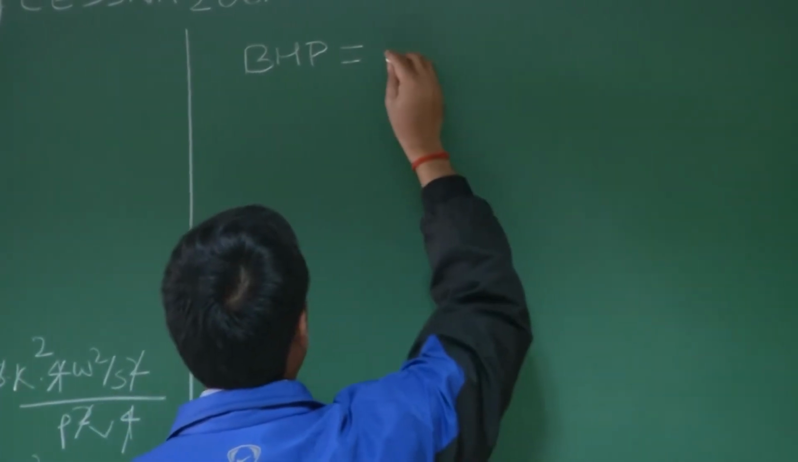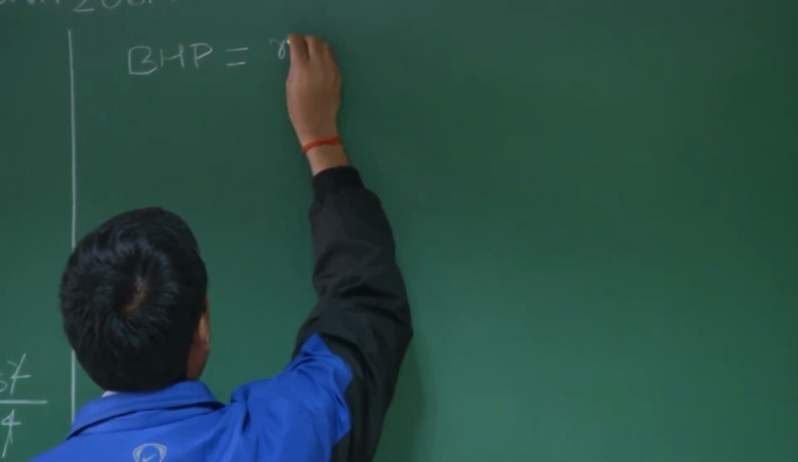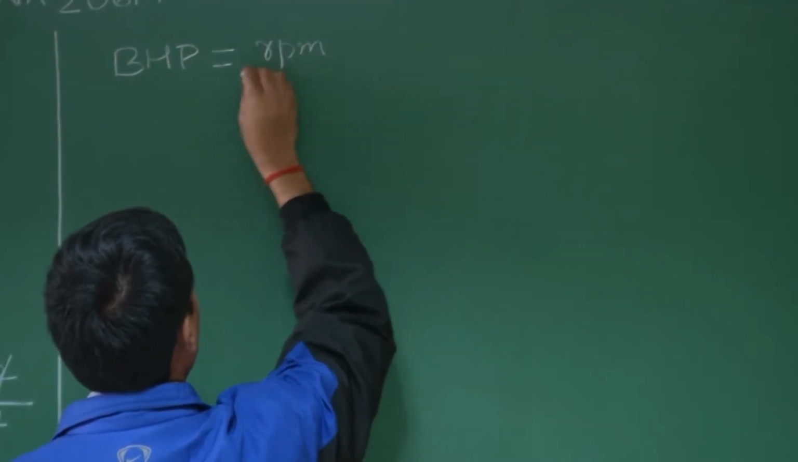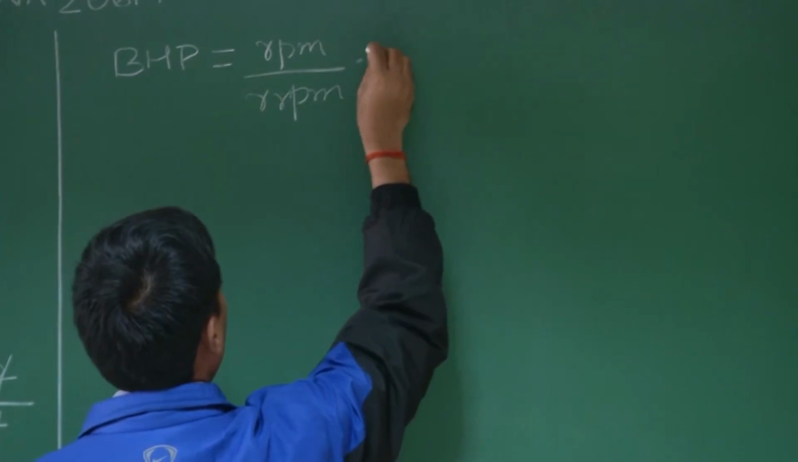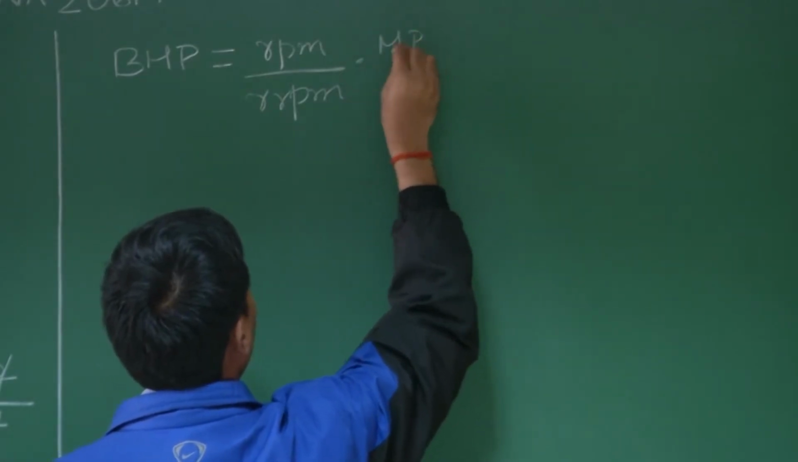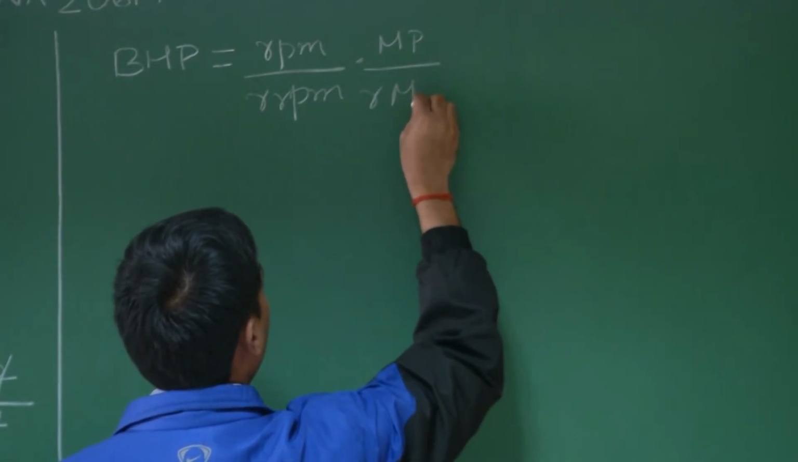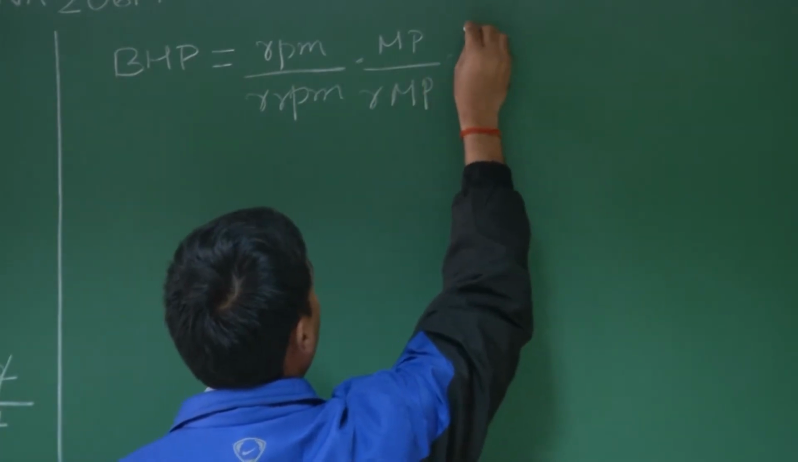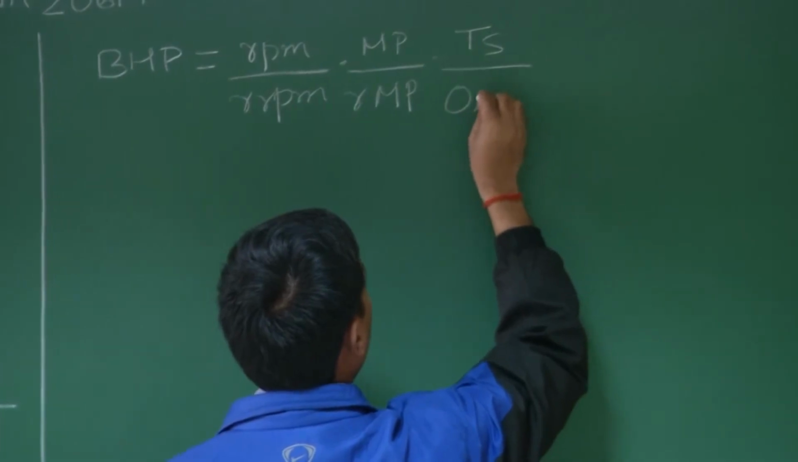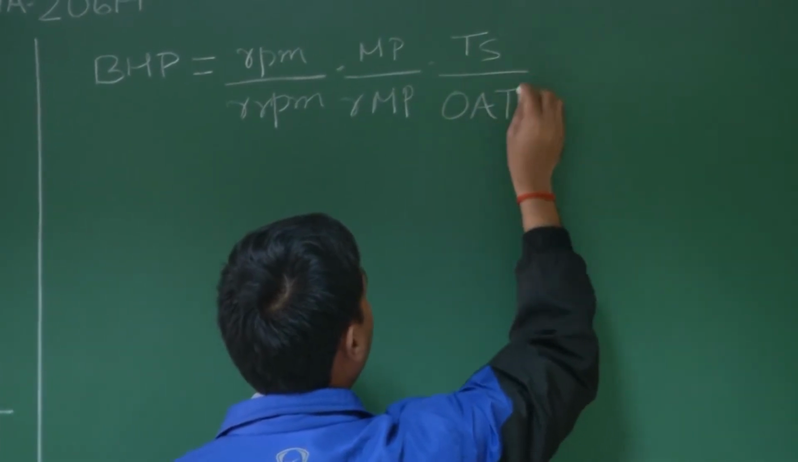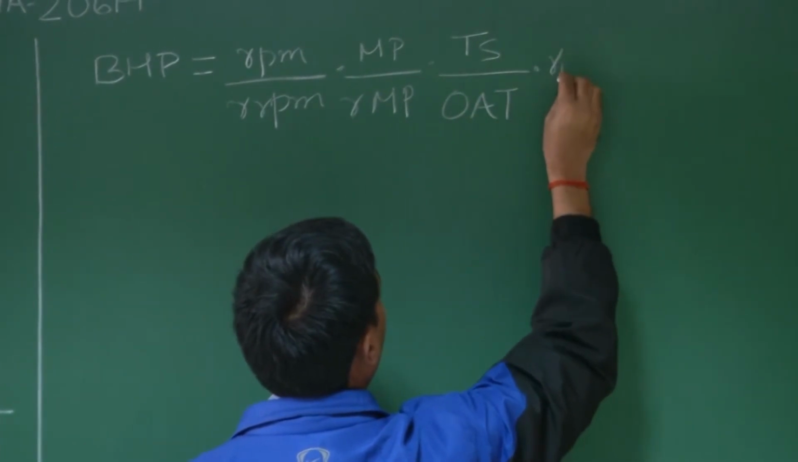So BHP is basically RPM divided by rated RPM, into manifold pressure divided by rated manifold pressure, into sea level standard temperature divided by outside air temperature OAT, into rated HP.